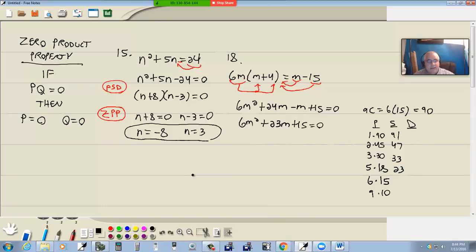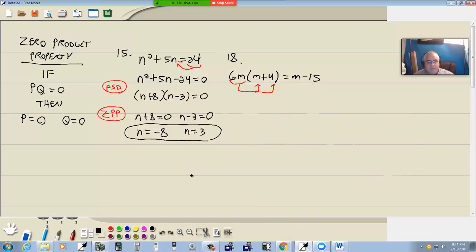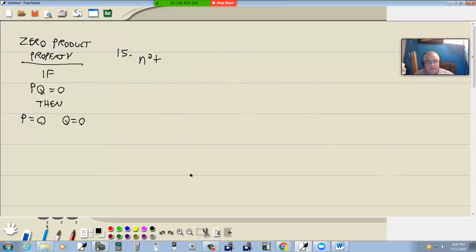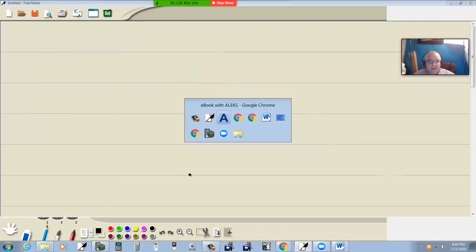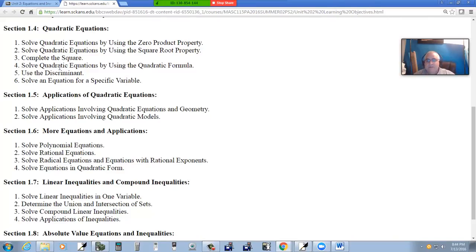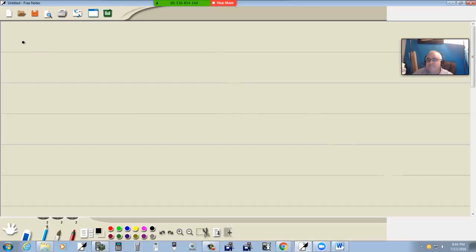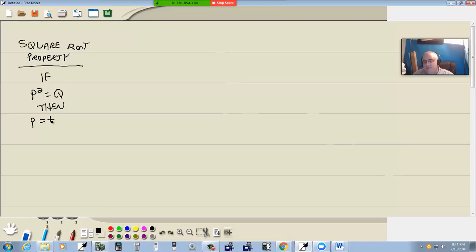Next property we want to take a look at is the square root property. And let me double check that. Square root property, yes. What the square root property says is if you have something squared equal to something else, then you drop off the squared and you put a plus or minus square root on the other side. And that's really vague, something squared equal to something else. But it really is that vague.